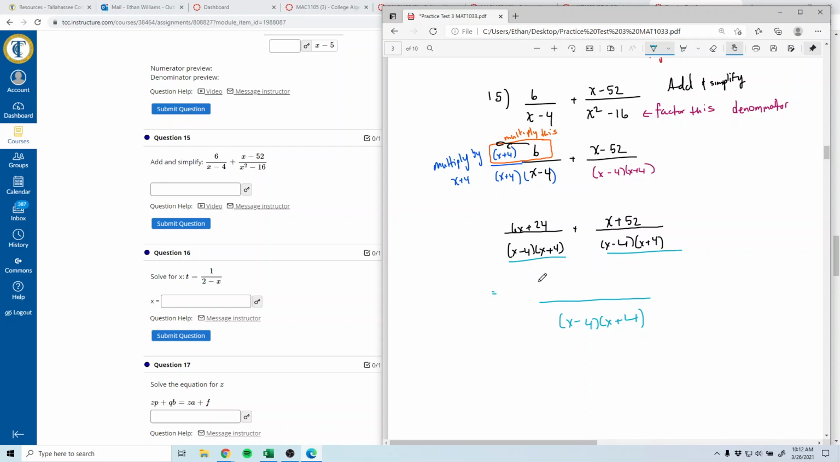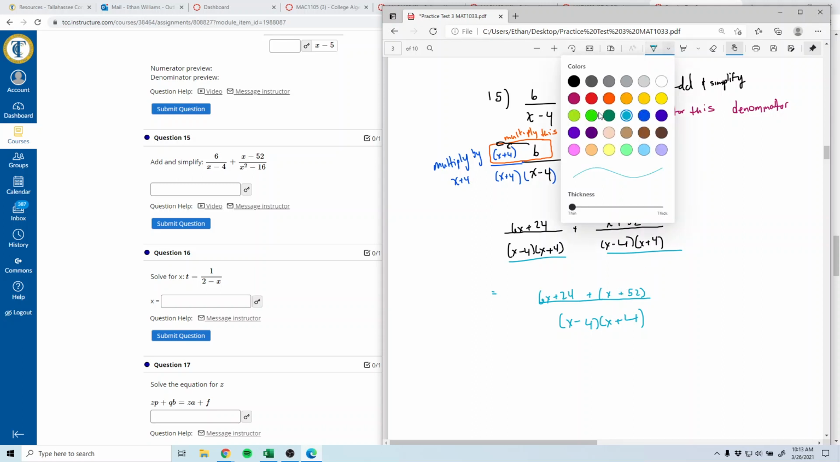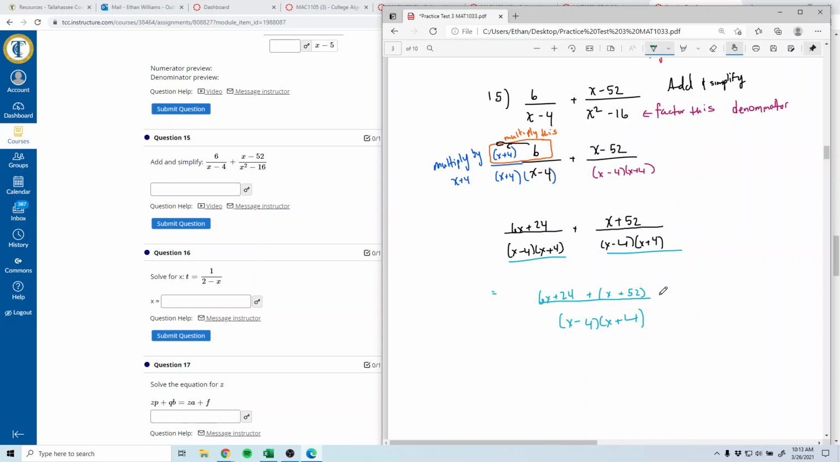And now we can combine the numerators. 6x plus 24 plus, now we don't really have to do it here because it's a plus, but in general, when you have to add something that has a plus or a minus with it, you like to put in parentheses x plus 52 to make sure you distribute whatever's there. Luckily for us, it's just a plus sign, which won't change anything this time, but we don't want to forget that. And we got 6x plus x is 7x. 24 plus 52 is 76.